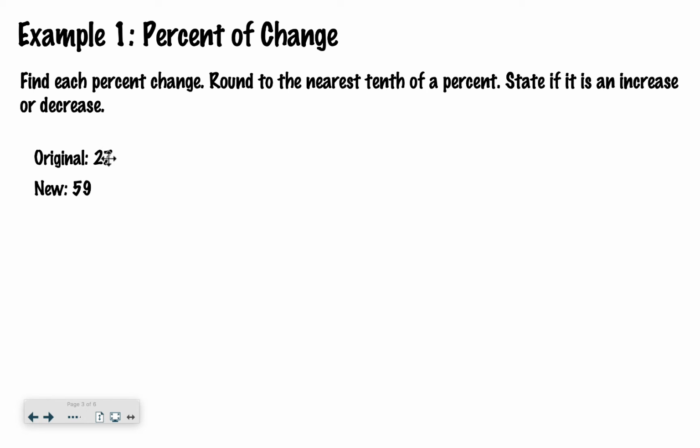Going from the original of 27 to the new, which is 59, is that an increase? Is it going up, or is it a decrease, going down? Well, 27 to 59 is an increase. So I'm going to just start by writing increase. I'm going to put a little box around that so that it's easy to find later on.